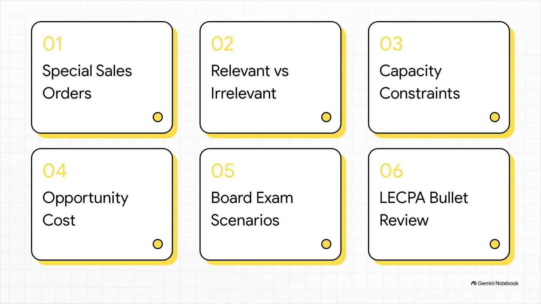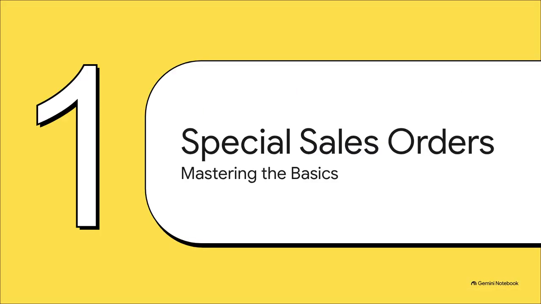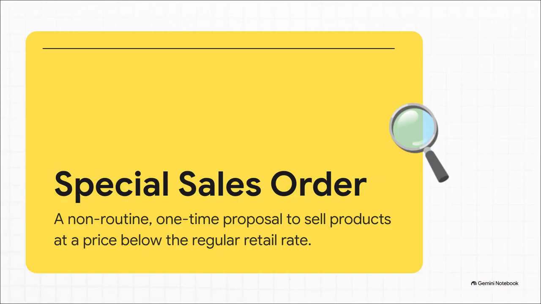Let's get into it. Section 1, Mastering Special Sales Orders. Examiners absolutely love this topic. Why? Because it forces you to drop your standard accounting habits and start thinking like a true strategic manager. Just looking at the definition, a special sales order is a non-routine, one-time only deal, usually priced way below the regular retail rate. This means our normal pricing rules, you throw them right out the window.